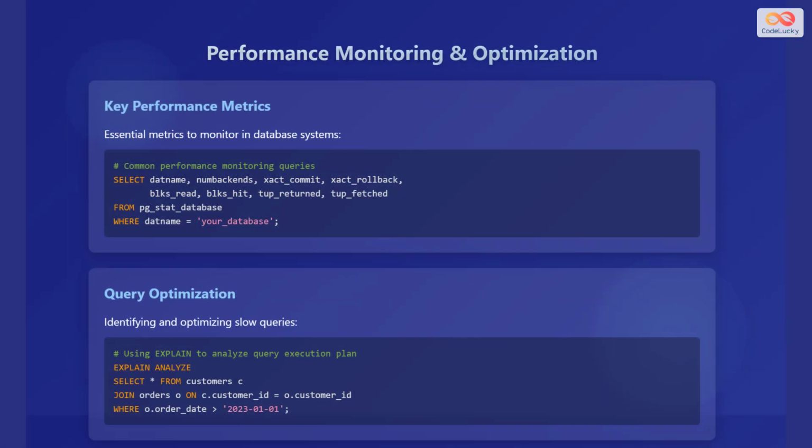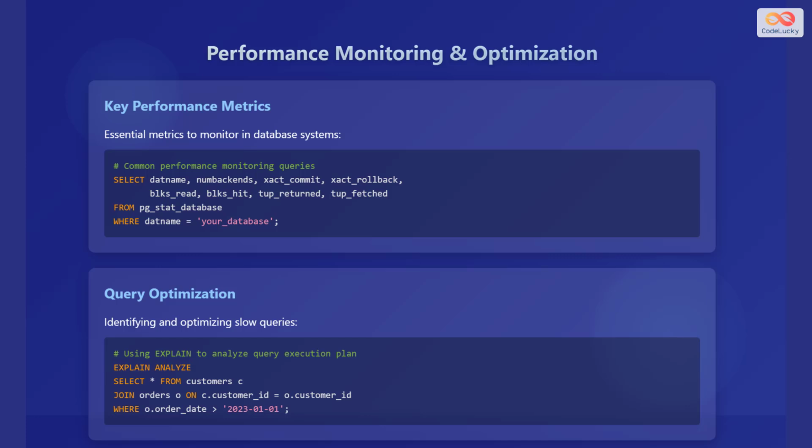Performance monitoring and optimization is a very essential task. It refers to continuously assessing and improving the efficiency of database systems. Performance monitoring involves keeping track of key metrics. Common performance queries include selecting database name, number of backends, transaction commit, transaction rollback, blocks read, blocks hit, tuples returned, tuples fetched from the pg_stat_database table where database name equals your database.